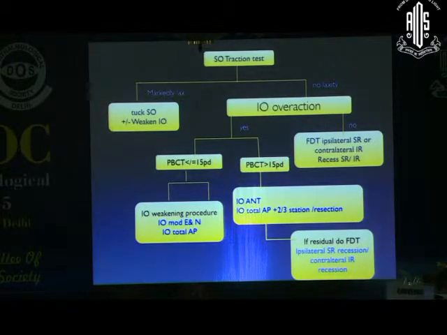So basically what we follow in the RP center is we do a superior oblique traction test. If it is markedly relaxed, then only you do a superior oblique tendon tucking. Otherwise you will land up in ipsilateral Brown's.